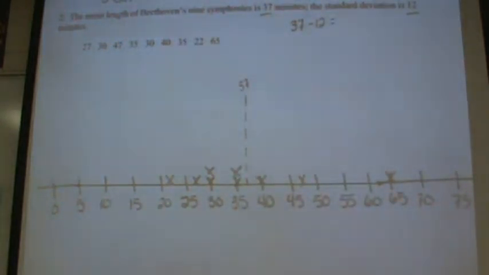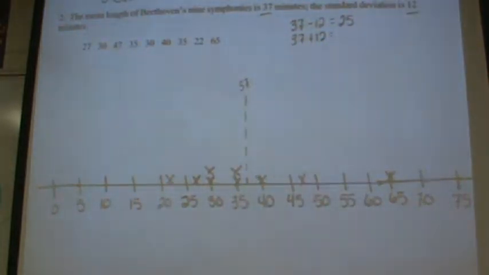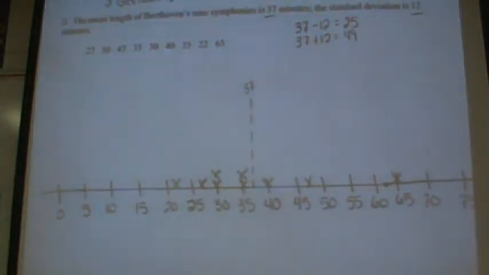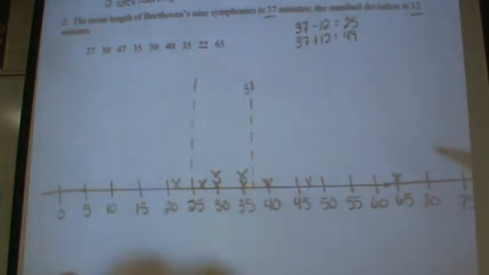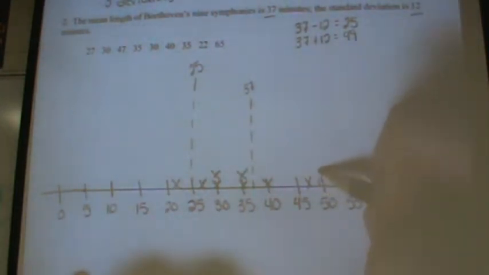Now we're going to take 37 and subtract 12 to get our left-hand side first deviation. And that gives us 25. And then 37 plus 12 will give our right-hand side deviation. And that gives us 49. So that's our first standard deviation away from the mean. So plotting those, 25 is there, and 49 is right there.